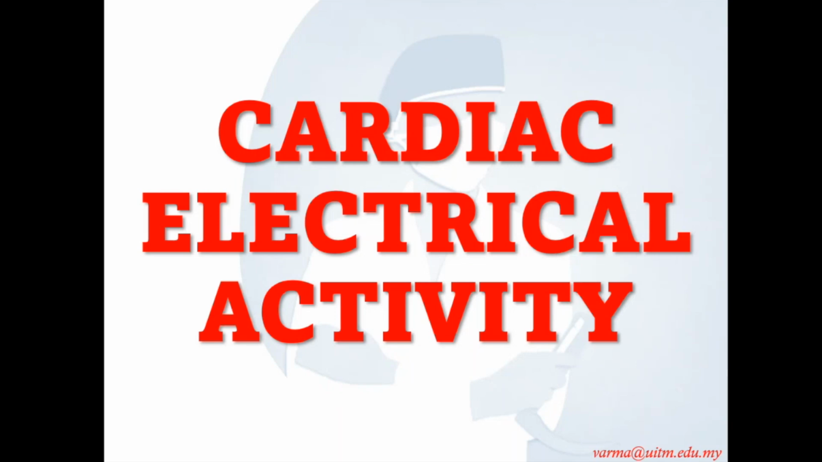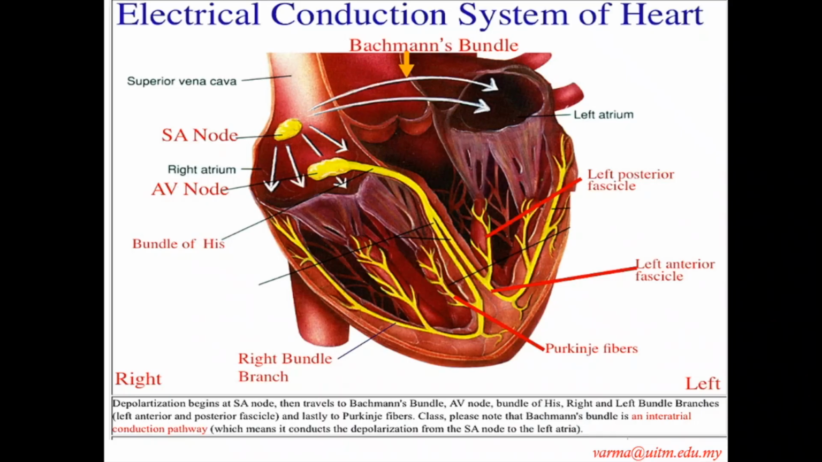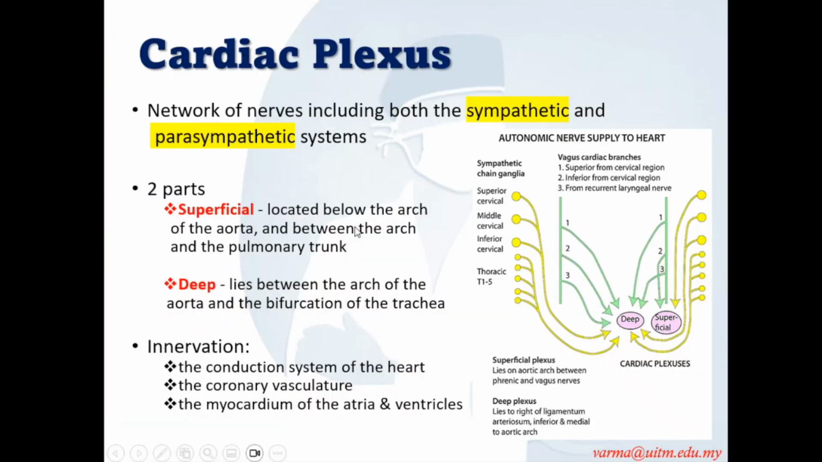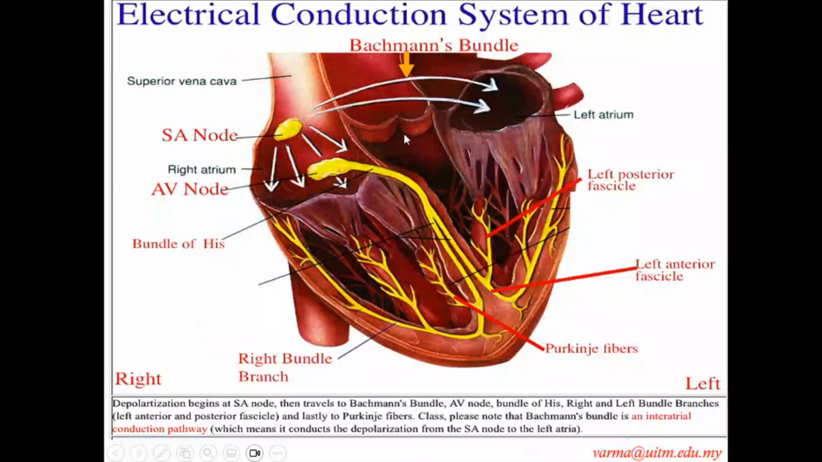So next we come to cardiac electrical activity, cardiac electrical conduction. When I put here the sympathetic and parasympathetic, the pathways finally come to affect the conduction system of the heart. They either accelerate, stimulate, or inhibit the conduction system. So what is the conduction system of the heart? This is the conduction system of the heart.